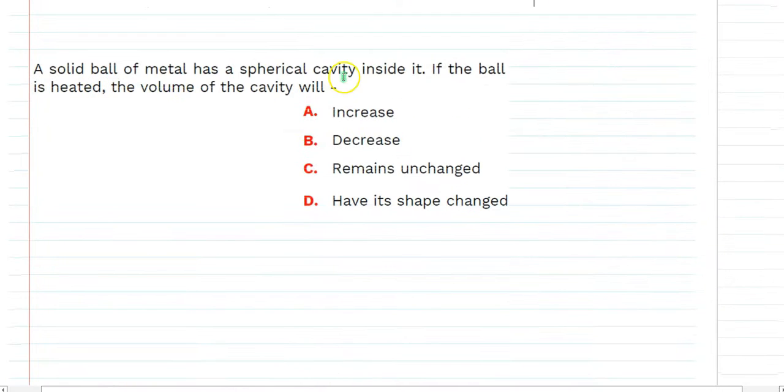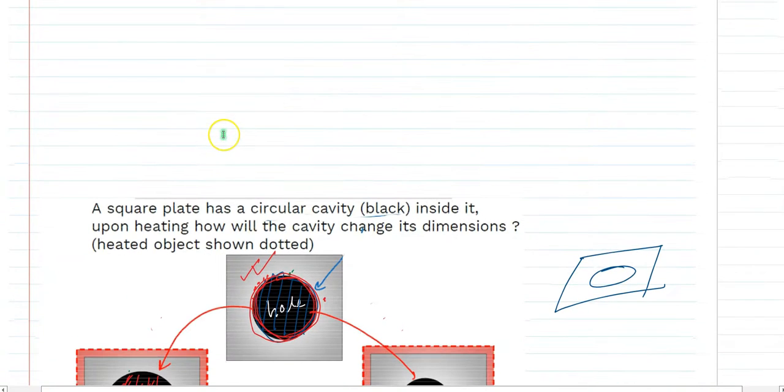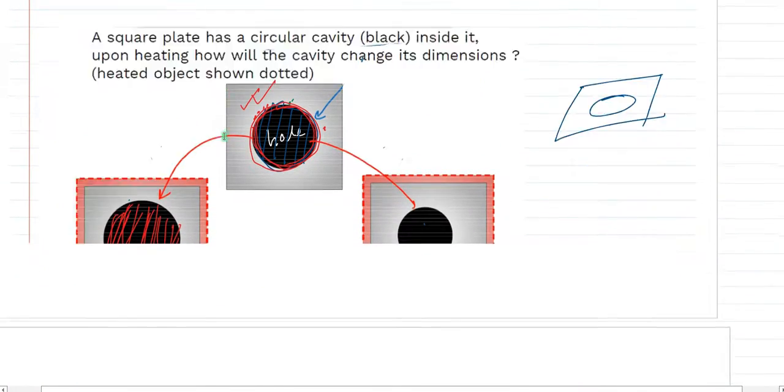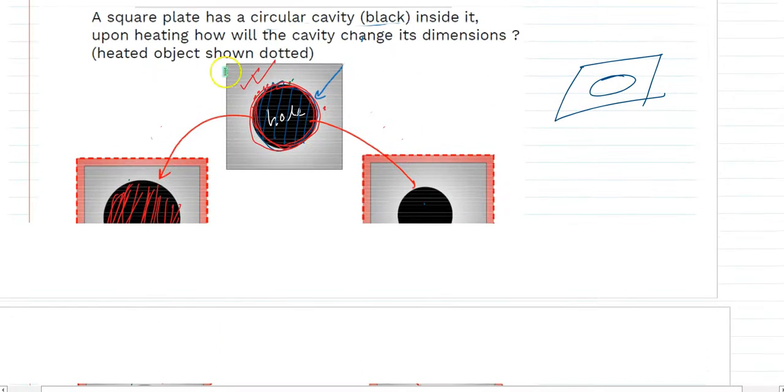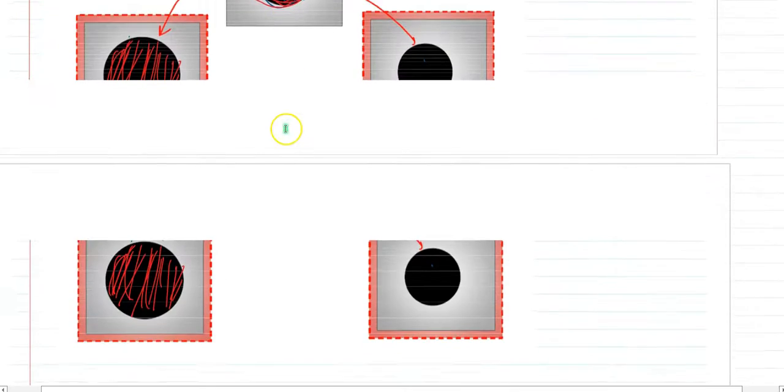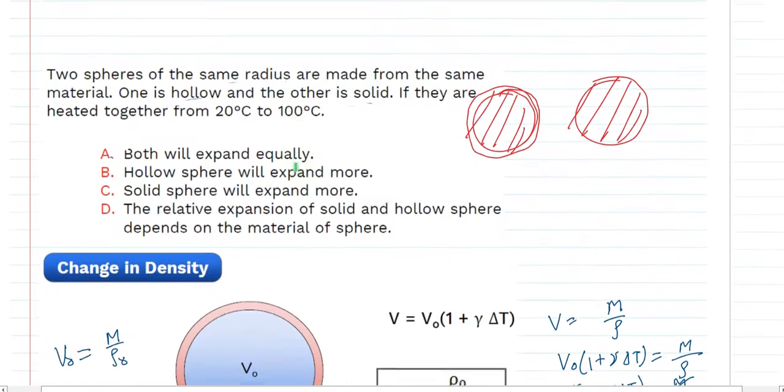A solid ball of metal has a spherical cavity inside it. If the ball is heated, the volume of the cavity will be increased. Okay, because with increasing temperature, the solid's volume increases and the hole inside the solid will be increased.